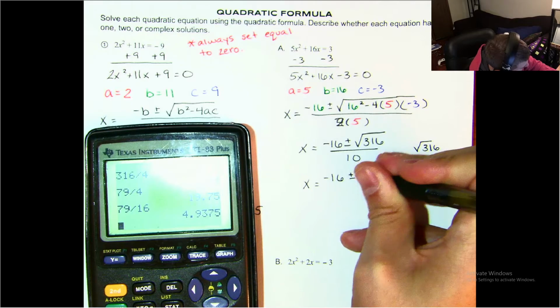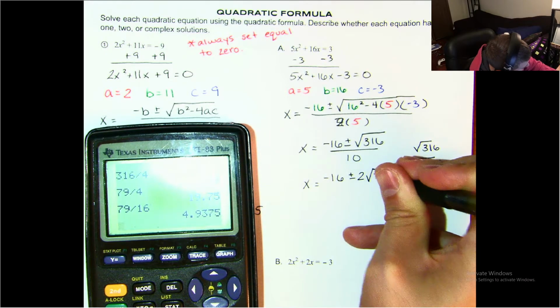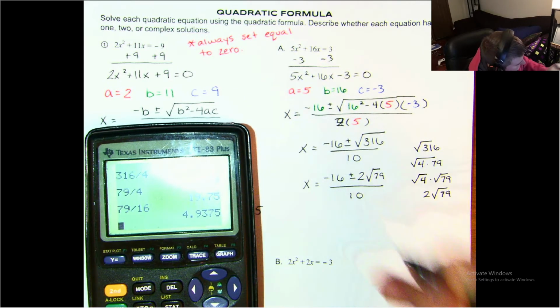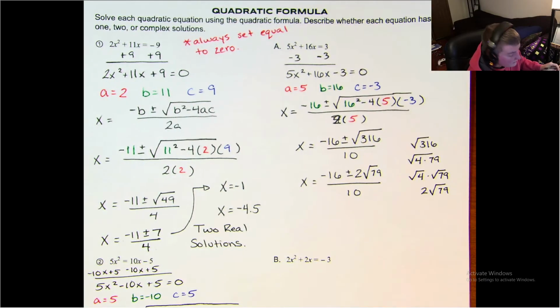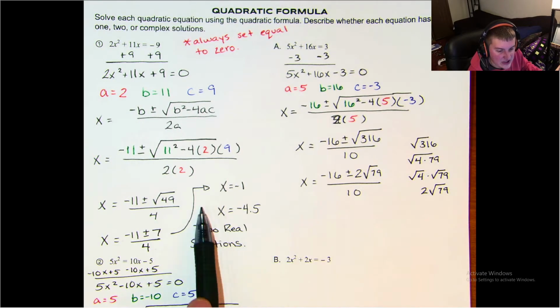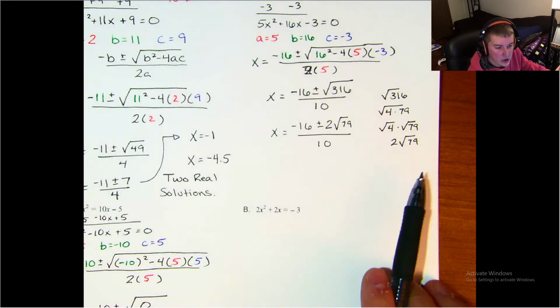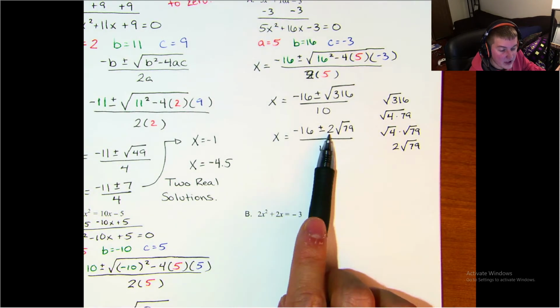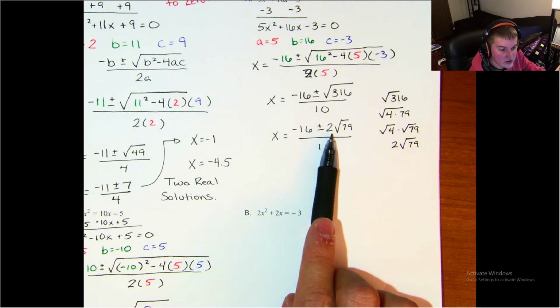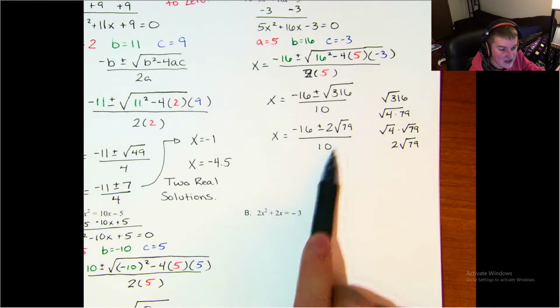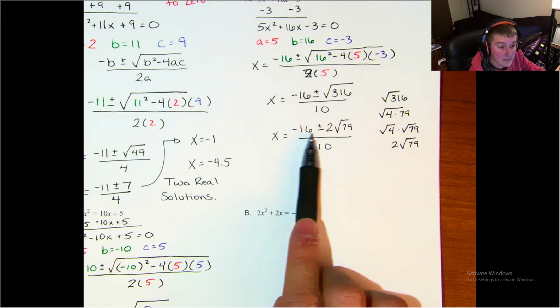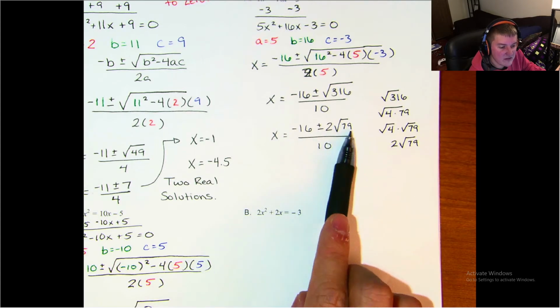So that's what we would write as 2 square roots of 79, all divided by 10. Okay. And so then as I'm looking at this, it's nice when you get two nice, neat numbers, or one nice, neat number. Well, this one's a little more complicated. We're going to get negative 16 plus 2 times the square root of 79 divided by 10, and then negative 16 minus 2 times the square root of 79 divided by 10.